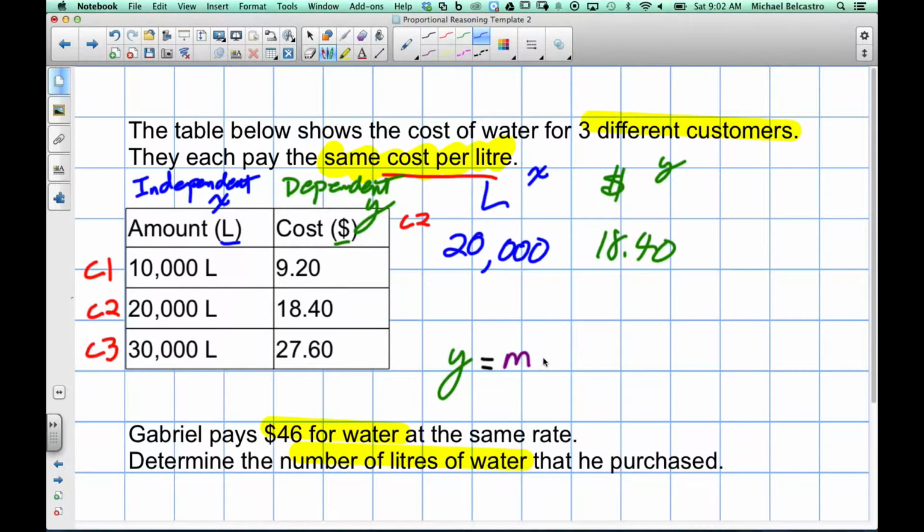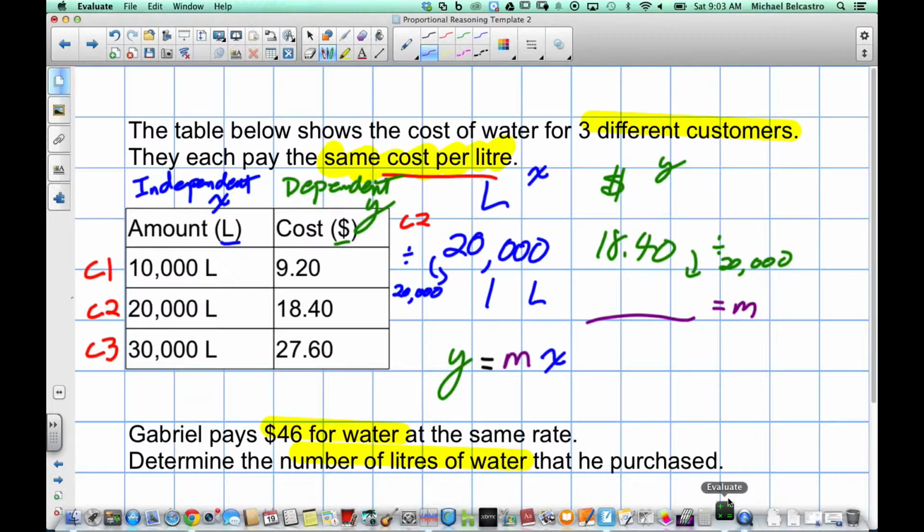We have to find the cost per liter. So because it's a cost per liter, we need to bring down the liters to the value of 1. So we need liters to be the number 1. So we need to do something that will reduce this relationship from 20,000 to the number 1. Well, I know if I divide 20,000 by 20,000, that'll bring my liters down to 1. Whatever I do to the liters, I have to do to my dollar value also. So I'll need to divide 18.40 by 20,000 also. Okay, this number here will be our rate. It'll be equal to our m value.